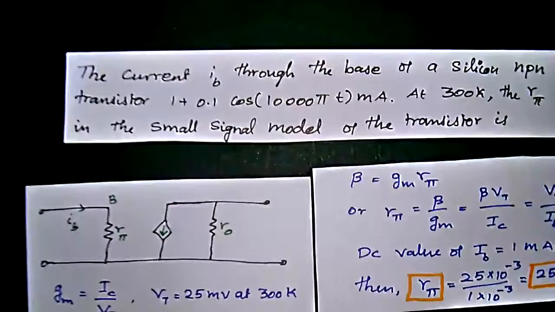So in this question we have to know this small signal model, and only then will we have the idea to go about the values of GM and beta, and from that we can easily find the R pi value.